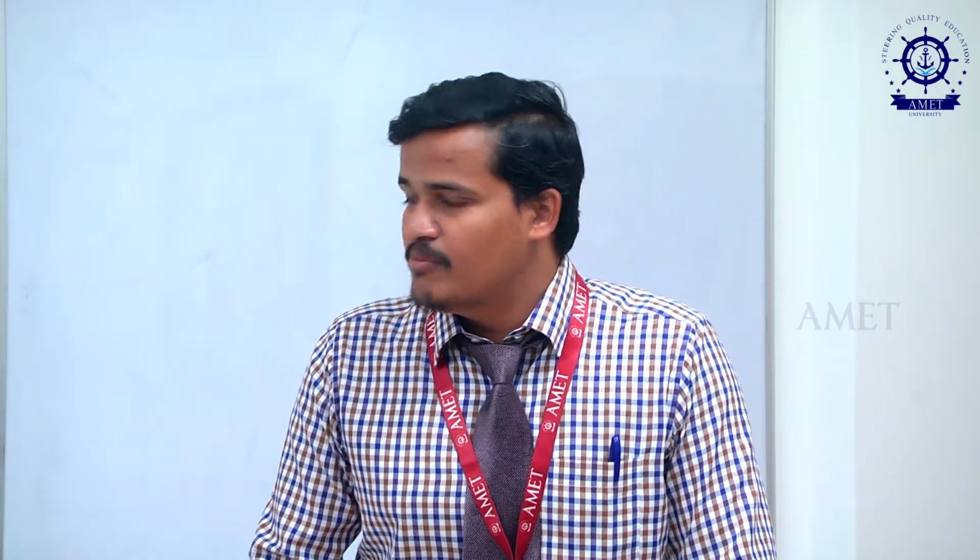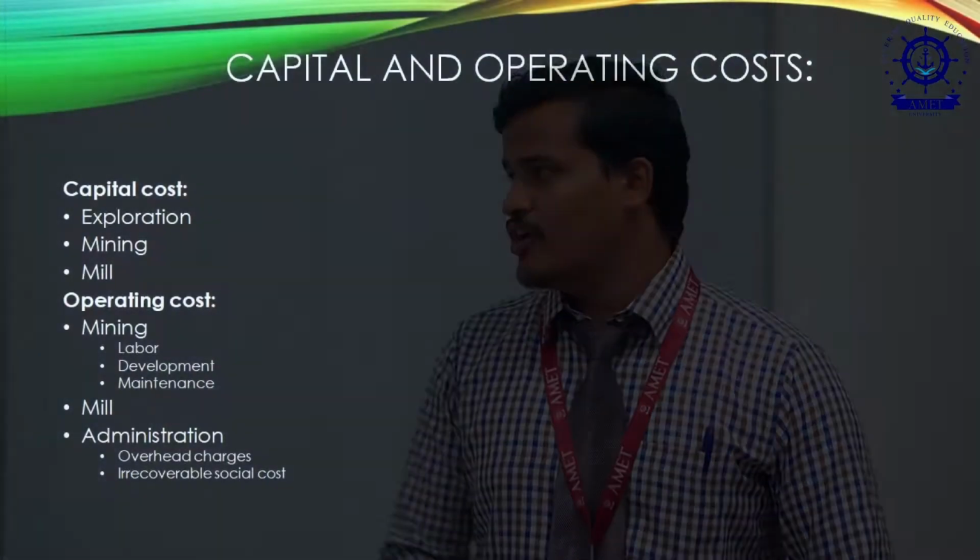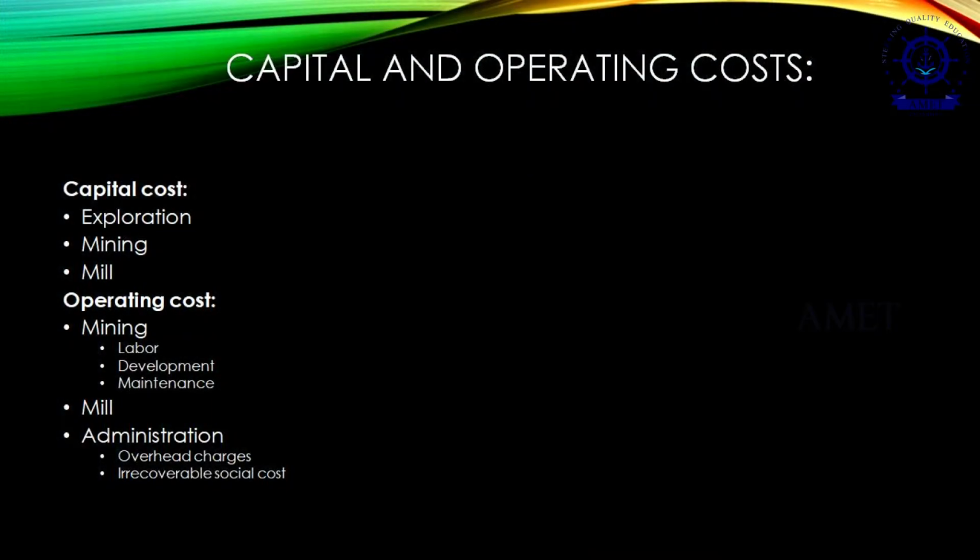what will be the labor cost, development cost, what will be the maintenance cost for the equipment, what will be the maintenance cost for running the project will be given. And under the mill cost, what is the cost per ton of milling the high grade ore or low grade ore or normal ore will be given in depth in this mill section.